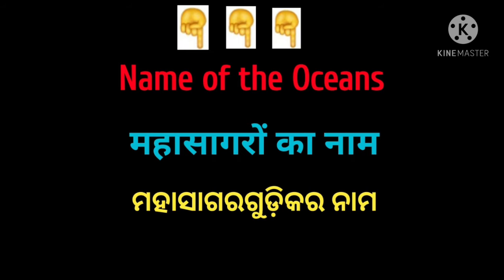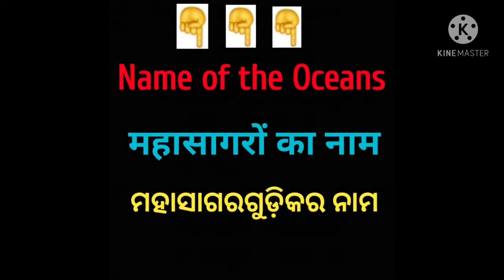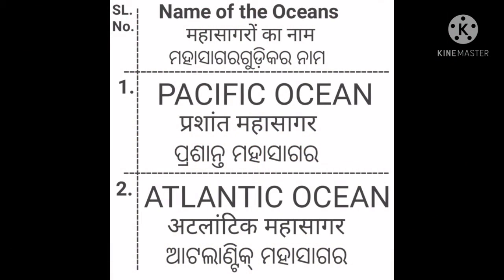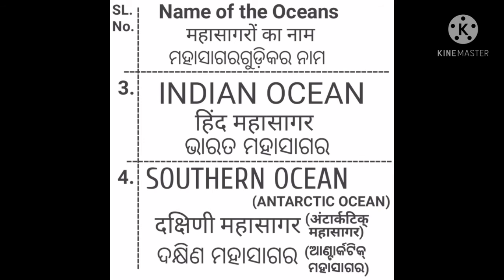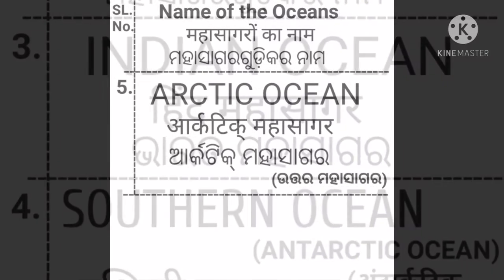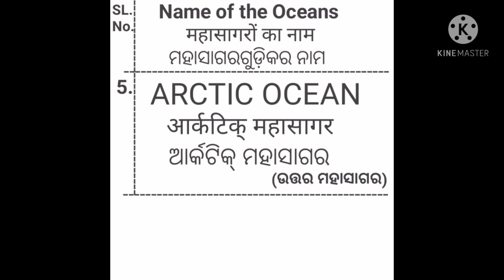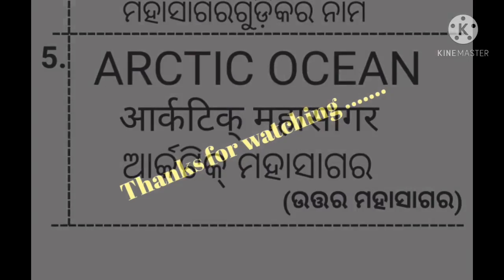Then, name of the oceans or Mahasagaro ka naam. Number 1. Pacific Ocean. Number 2. Atlantic Ocean. Number 3. Indian Ocean. Number 4. Southern Ocean or Dakhin Mahasagar. Number 5. Arctic Ocean or Uttar Mahasagar.